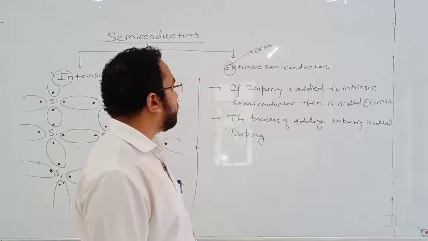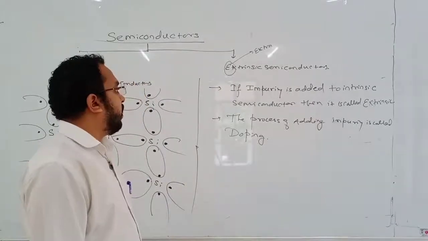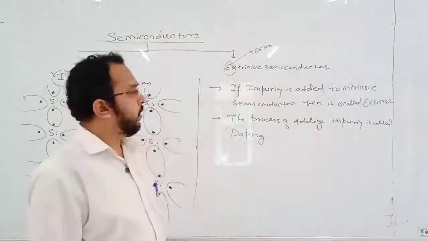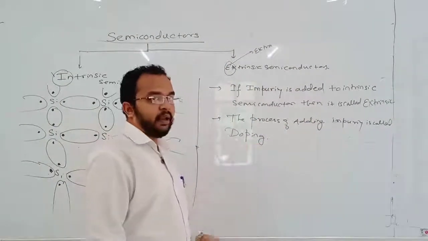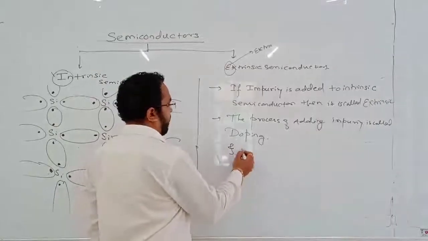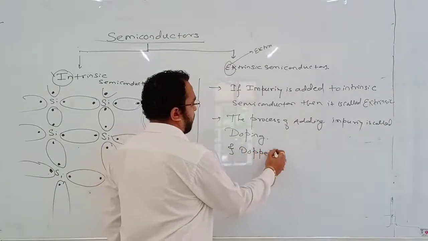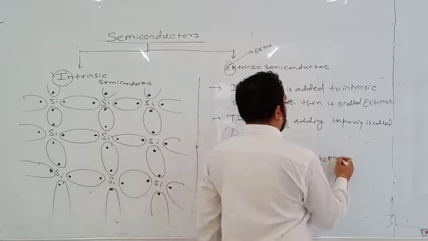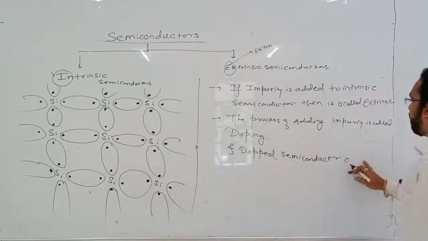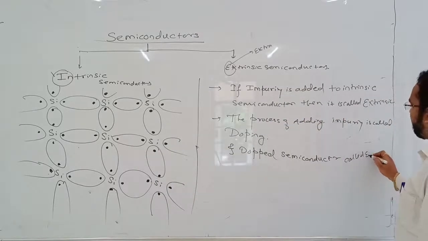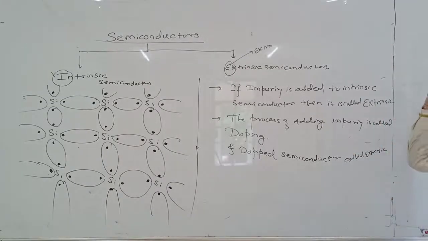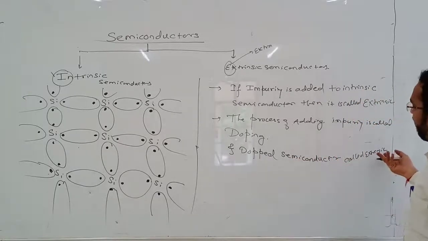Now, if impurity is added to intrinsic semiconductor, then it will become extrinsic. The process of adding impurity is called doping, and doped semiconductors are called extrinsic. That's it. Same meaning. If impurity is added to intrinsic, it will become extrinsic. Process of adding impurity is called doping, and doped semiconductor is called extrinsic.